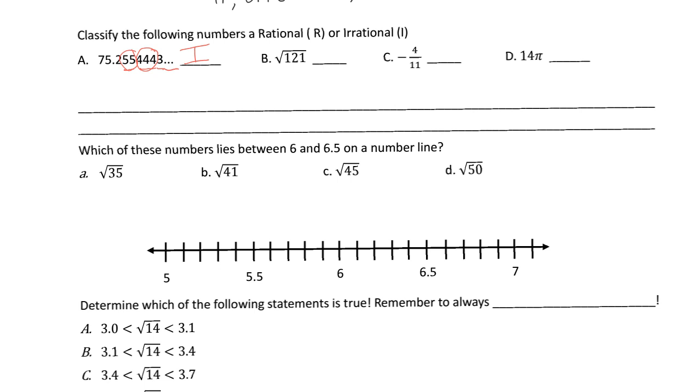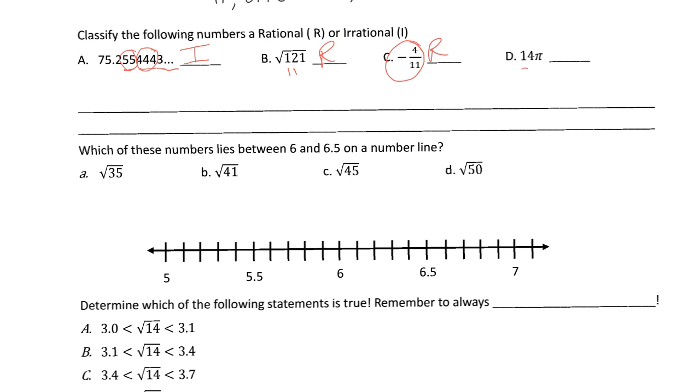Okay, so when I plug the square root of 121 into my calculator, what do you get? Take a moment to do that. Hopefully you get 11. 11 is a whole number or a natural number, which means that it's rational. Now for C, I see a fraction. When I think fractions, I think rational, okay? Rational numbers are fractional. So I know that this is rational.